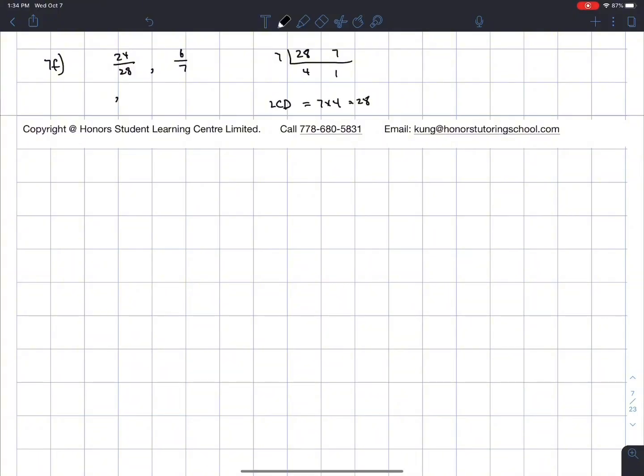Left-hand side fraction already has a denominator of 28. The right-hand side fraction, I can times both the numerator and denominator by 4. 6 times 4 is 24. 7 times 4 is 28. And now I can see that they're exactly the same, so it will be a yes, they are equivalent.